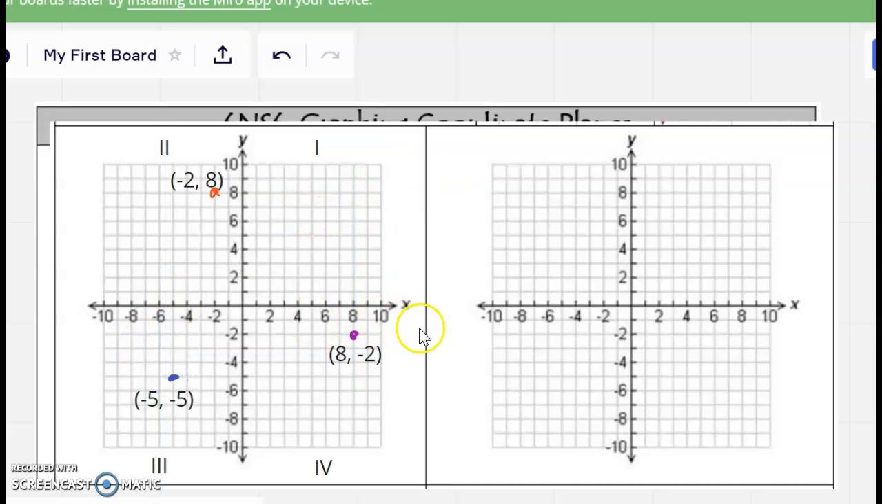You always need to pay attention to the x value first, moving left or right. Right being positive numbers, left being negative numbers. And then the second number is always your y value, moving up if it's positive, moving down if it is negative. Let's try some others here.